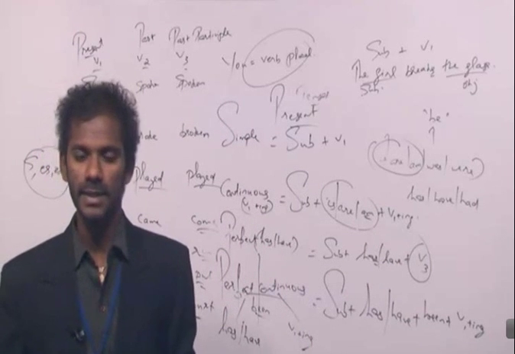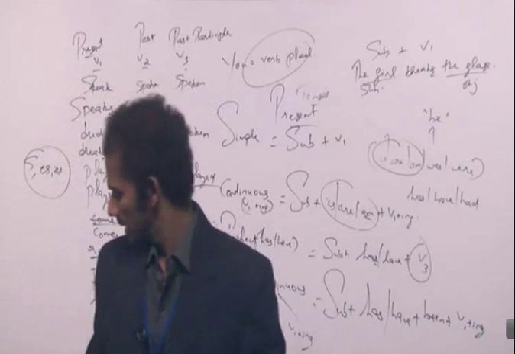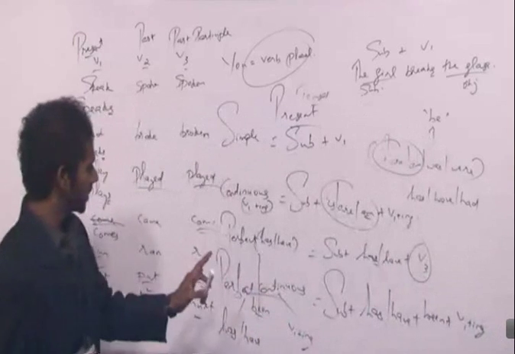So this is a basic structure of the categories of present tense. Hope it's clear. Now if you know present tense, then past tense is very easy. Fine. Now I shall rub this. Hope you have taken it down.